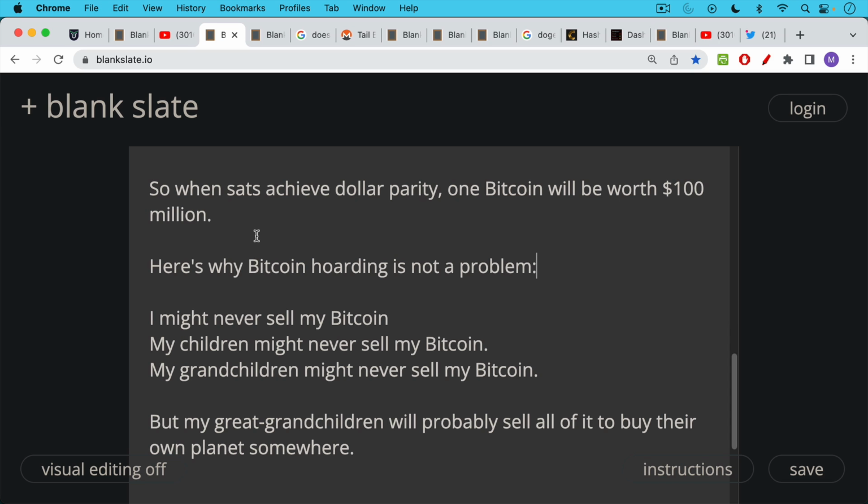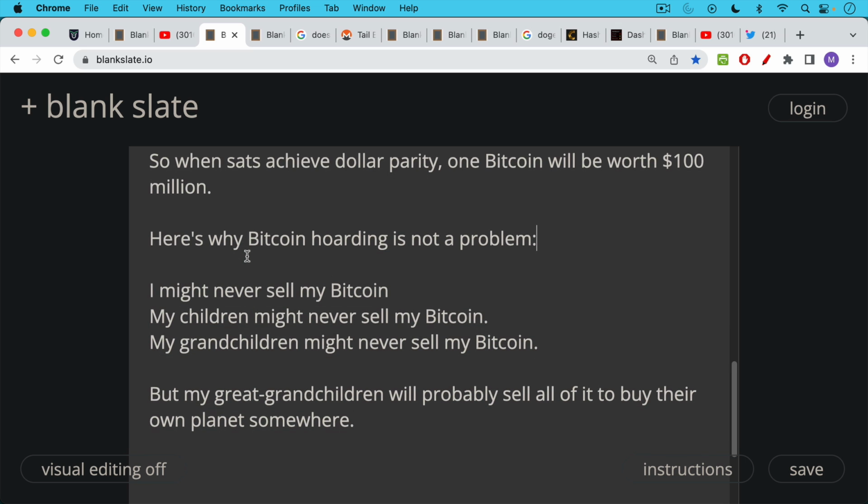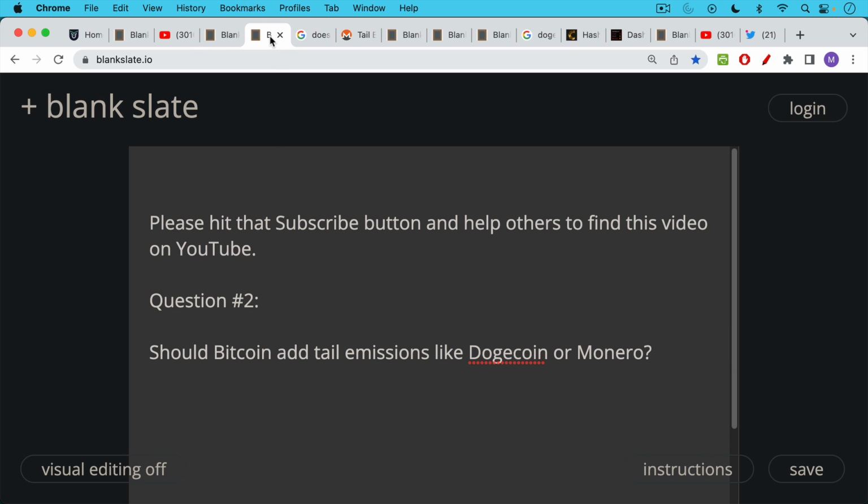I might borrow against it at a certain point. My children will hopefully never sell the Bitcoin that they inherit from me. And my grandchildren hopefully will never sell that Bitcoin that they inherit from my children. But I think you reach a certain point where maybe my great-grandchildren will probably sell all of it to buy their own planet somewhere. And of course, that's a little bit of a facetious joke.